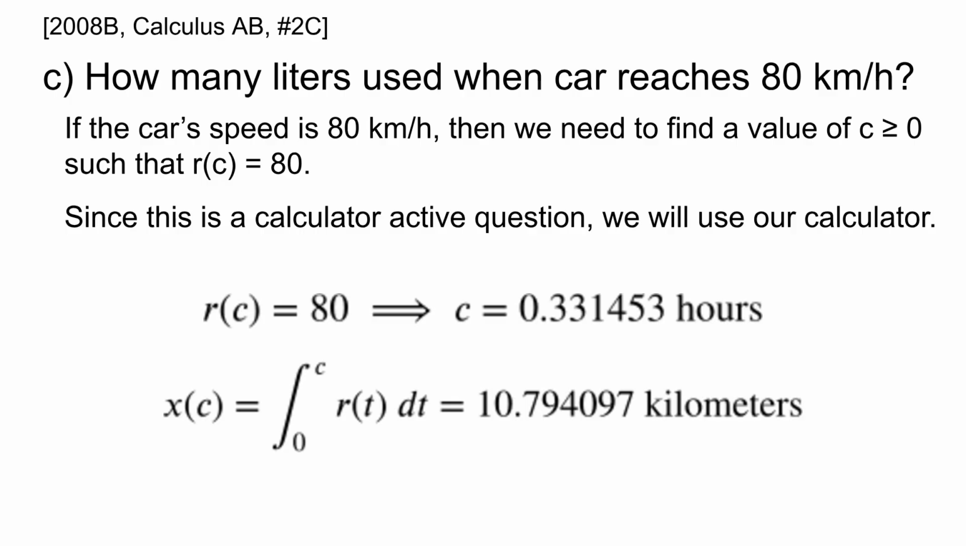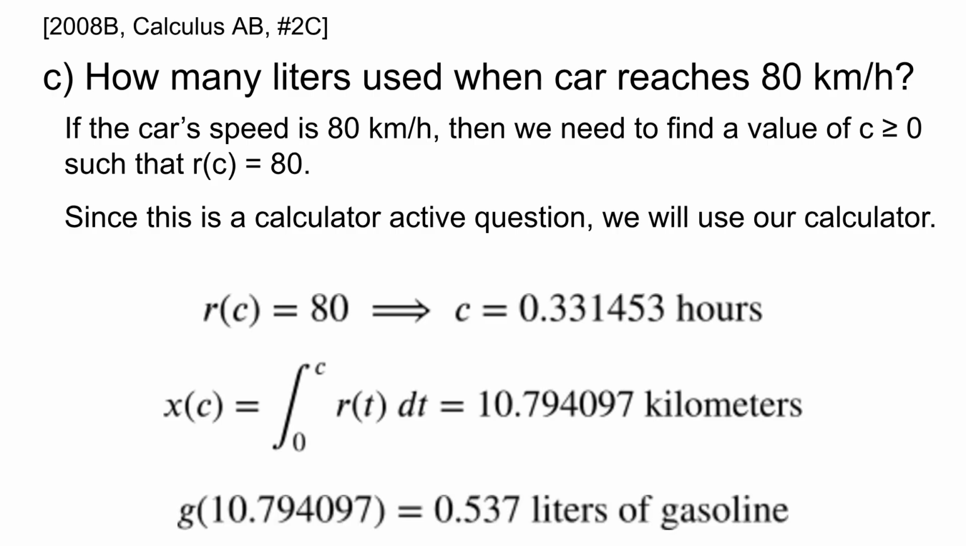Next, we need to find out the position of the car after 0.331453 hours. That will be the integral from 0 to c of r of t dt. That turns out to be 10.794097 kilometers. That value, 10.794097 kilometers, now gives us a value of x to substitute into g of x. So we're going to find g of 10.794097, and calculator active question, we're going to use our calculator. Turns out to be 0.537 liters of gasoline.